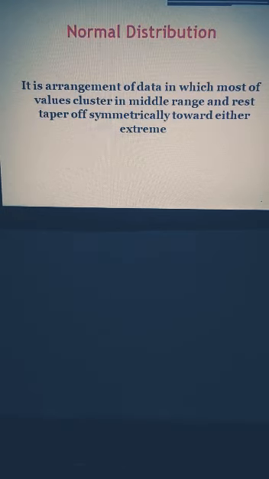Before starting the normal distribution curve, we must understand what the normal distribution is. Normal distribution is the arrangement of the data in which most of the values lie in the middle range and the rest of the values on either side. Most of the values in the middle and some values on the side. That is the normal distribution.